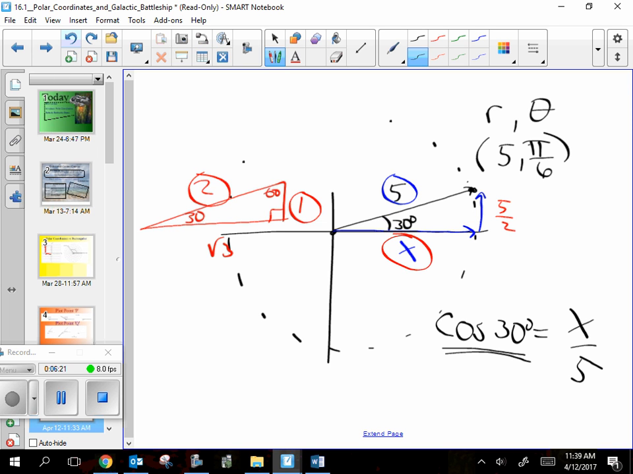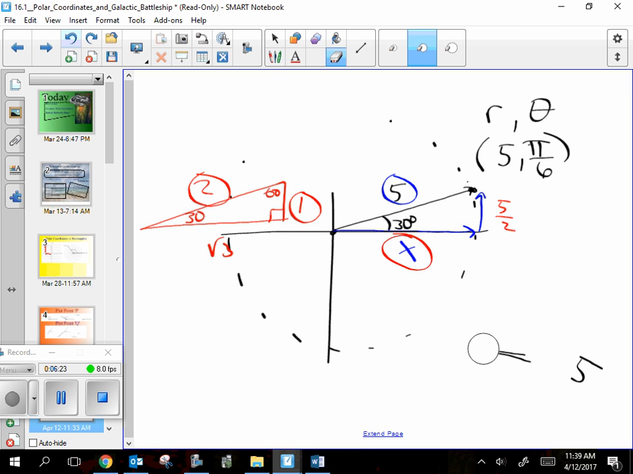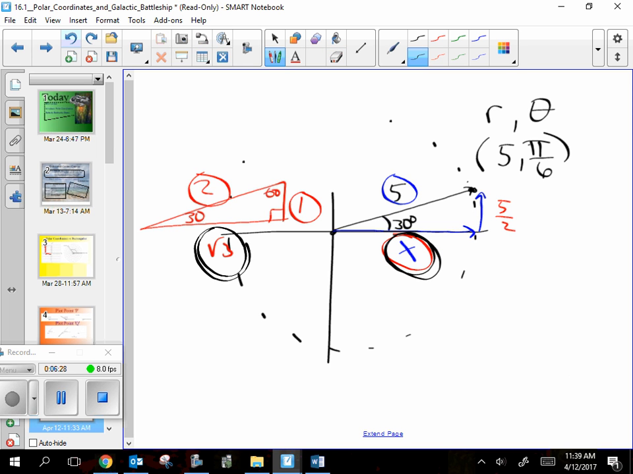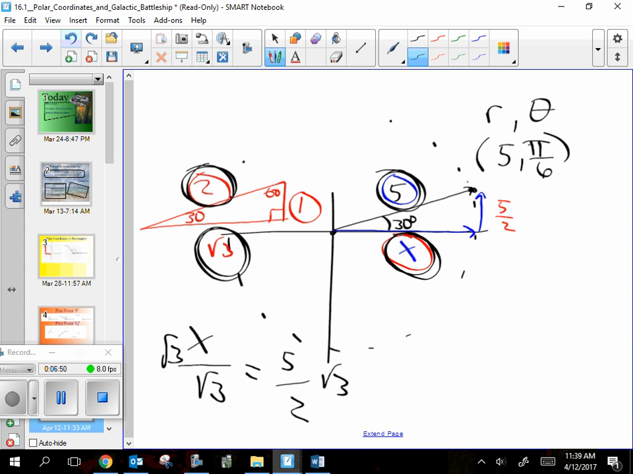Some kids would rather do this and go, well, x is kind of like the root 3, right? So would you agree you could set up a proportion of x goes with root 3 like 5 goes with 2? And then I could multiply both sides by root 3. The final answer is 5 root 3 over 2.